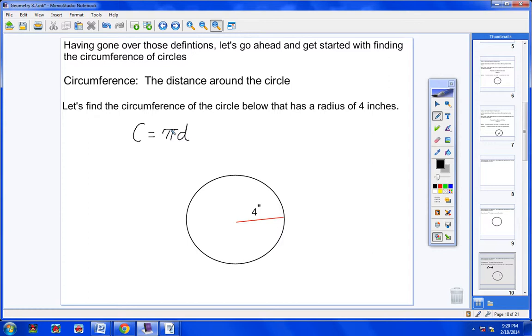Now, pi, we're going to use 3.14 to represent pi, and D stands for diameter. Now, come on, students. You guys are seniors and a sophomore. This is pretty easy. Is this the radius from here to here, or is that the diameter? Well, that's the radius. We have a radius of 4 inches.